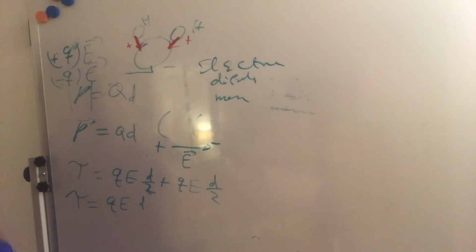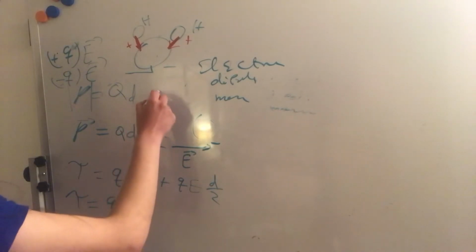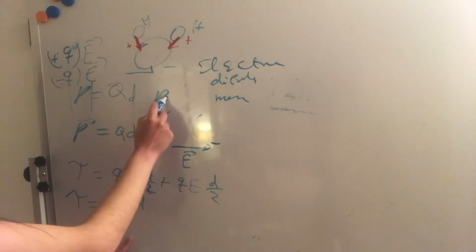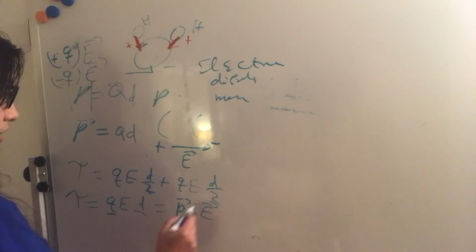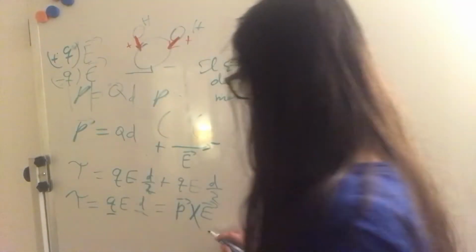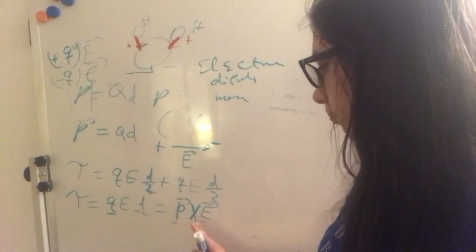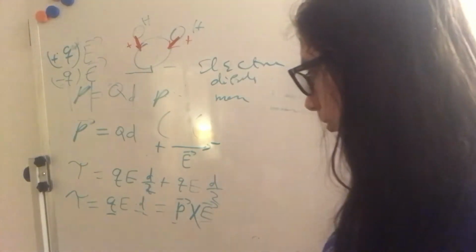The torque tends to align them, so the maximum torque is when the electric dipole moment is perpendicular to the electric field. Look, here we have charge and here we have distance, so the torque is the electric dipole moment cross the electric field, because the maximum torque is when these are orthogonal. So the torque tends to align the electric dipole moment to the electric field.